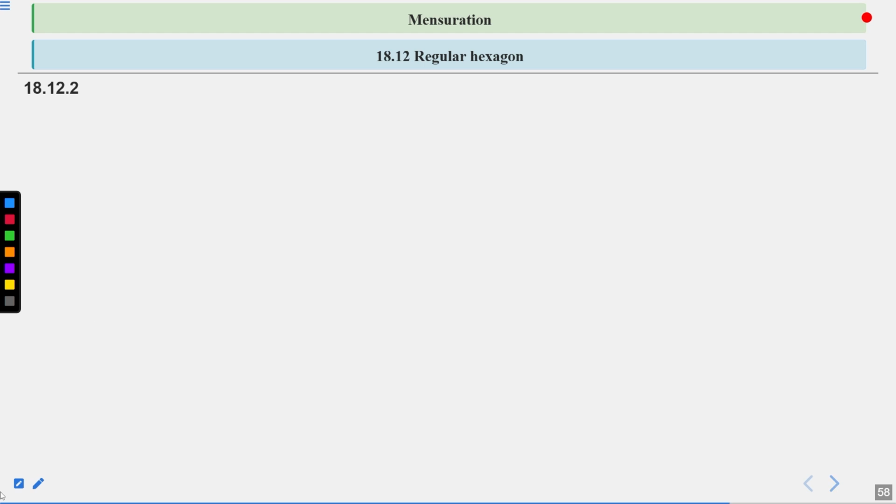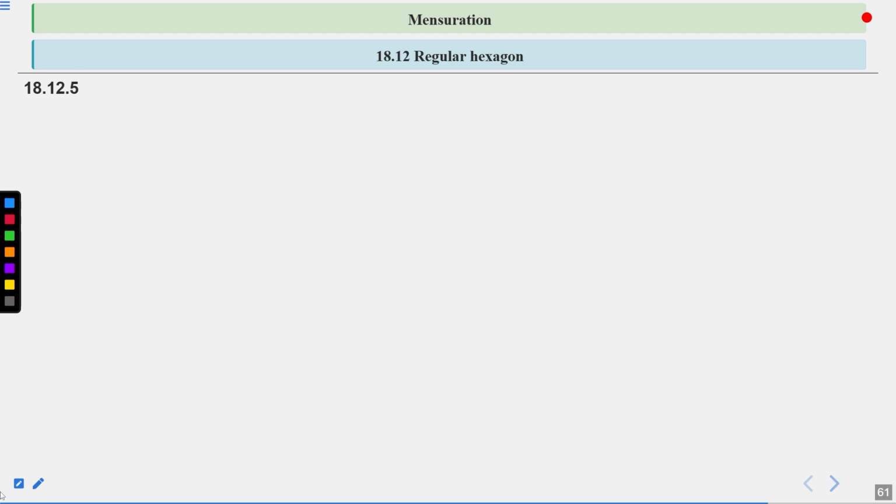Next one, in regular hexagon, 18.12.2. This is the diagram of a regular hexagon. The perimeter will become 6a. Next one, 18.12.3 in regular hexagon. This is the diagram of a regular hexagon. Each interior angle is 120 degrees. Next, regular hexagon, 18.12.4. This is the diagram of a regular hexagon, and each exterior angle is 60 degrees.